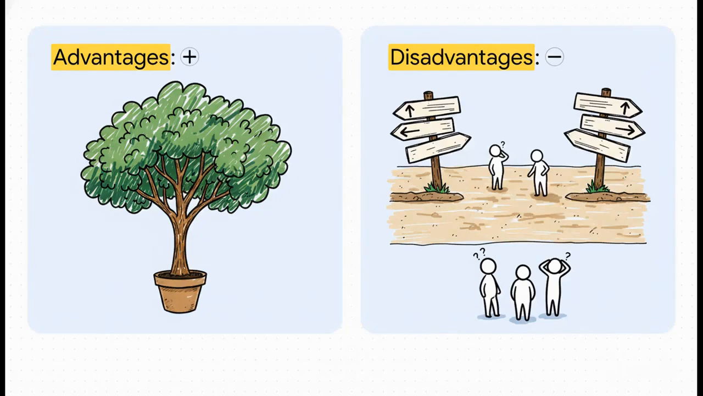It gives them the freedom to innovate. But here's the catch, and it's a big one. If the team isn't experienced or self-motivated, it can lead to total chaos. There's no guidance. So this only works with a really mature, expert team.